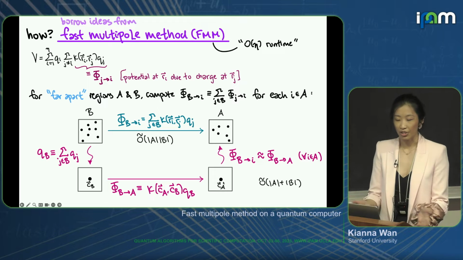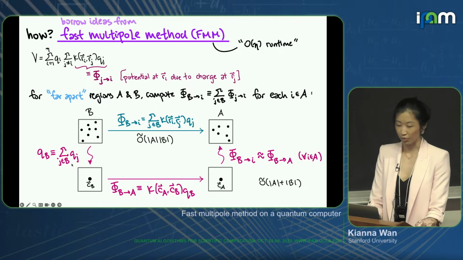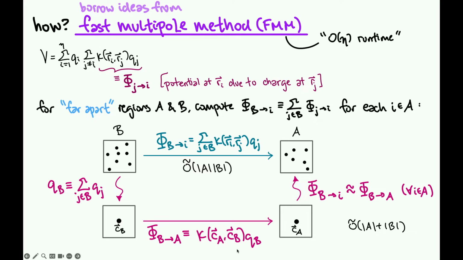So what do these approximations save us? Well, the first step, where we sum over all the charges in B, has cost proportional to the size of B. The second step is just a few arithmetic operations. And the third step, where we assign phi sub B to each particle in A, is going to have complexity proportional to the size of A. So overall, the complexity is size of A plus size of B. So we've essentially gone from multiplicative in A and B to linear.